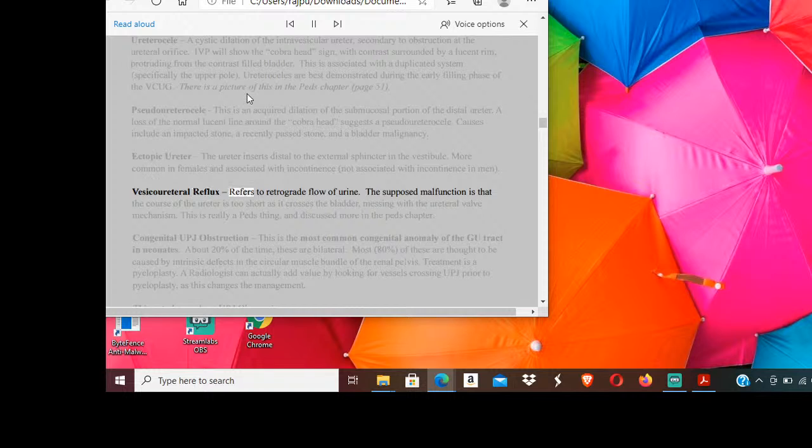Vesicoureteral reflux refers to retrograde flow of urine. The supposed malfunction is that the course of the ureter is too short as it crosses the bladder, messing with the ureteral valve mechanism. This is really a PEDS thing, and discussed more in the PEDS chapter. Congenital UPJ obstruction. This is the most common congenital anomaly of the GU tract in neonates.